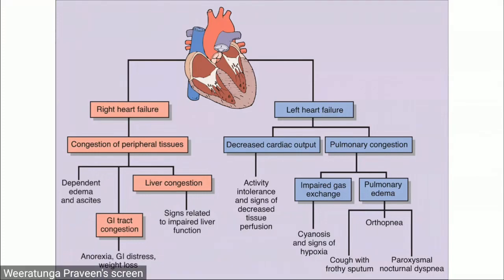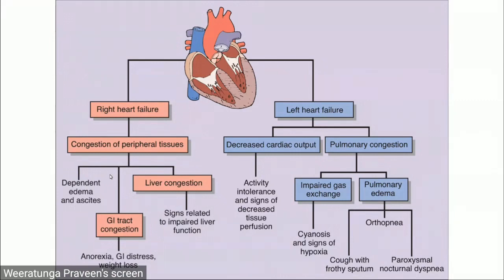Because of right heart failure, there is a lot of congestion within the tissues, because the right heart receives blood from the superior and inferior vena cava. So there is tissue congestion. So you get edema, liver congestion, elevated JVP, right? All of this.